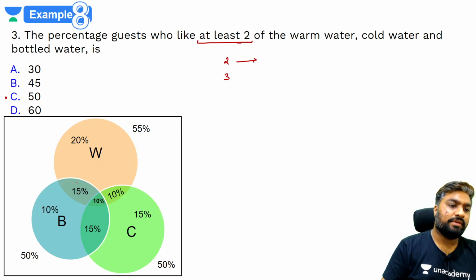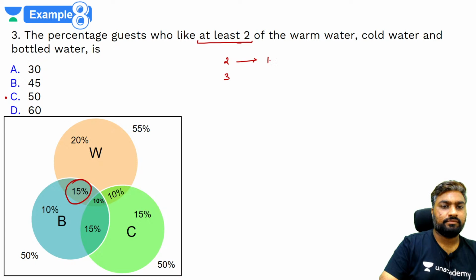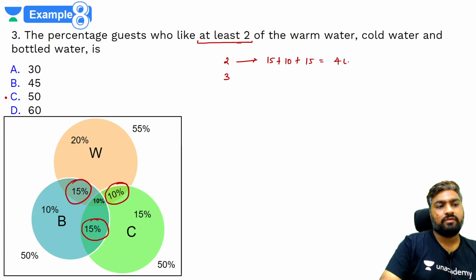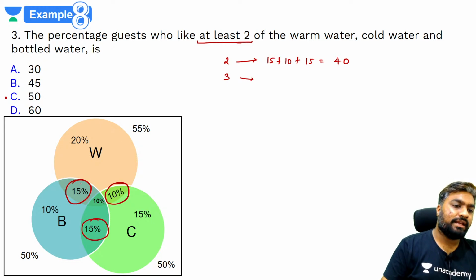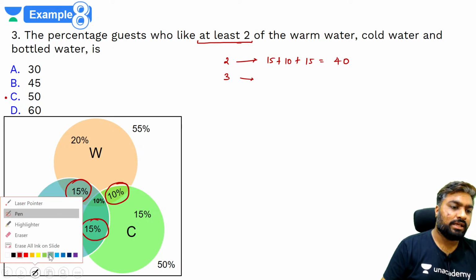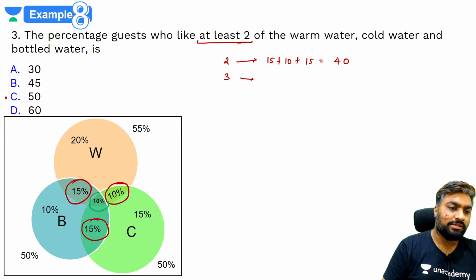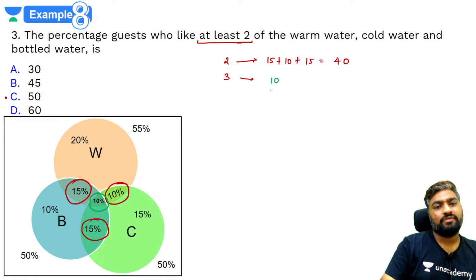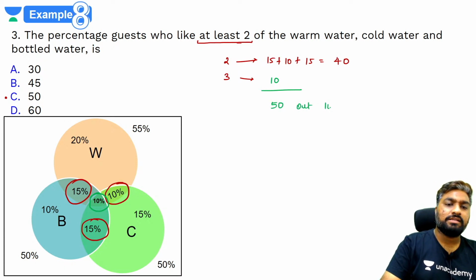2. Matlab ye 15 plus ye 10. This 10 plus this 15. Correct? Which is how much? 40. All 3 are what? All the 3 types of waters is what? 10. So 40 plus 10, 50. There are 50 out of 100 guests who like at least 2, which is how much? 50%. But they haven't asked in percentage, but till, okay, 50%.